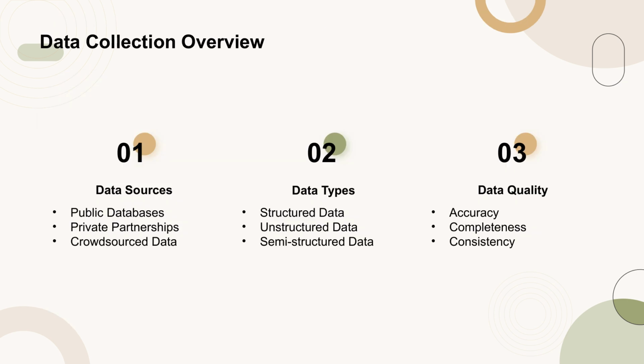The data collection process involves utilizing various sources such as public databases, private partnerships, and crowdsourced data. The types of data collected include structured, unstructured, and semi-structured data. Ensuring data quality is crucial, focusing on accuracy, completeness, and consistency.